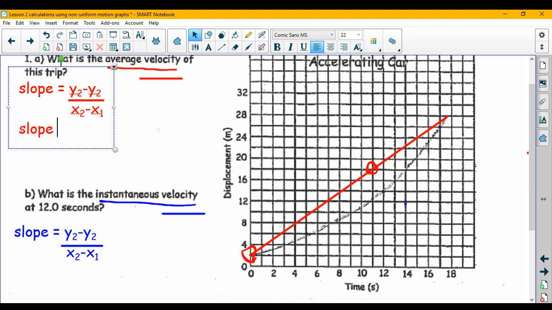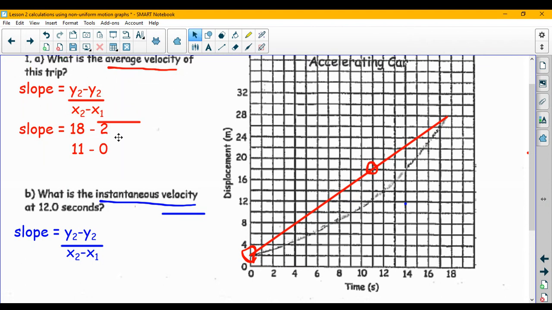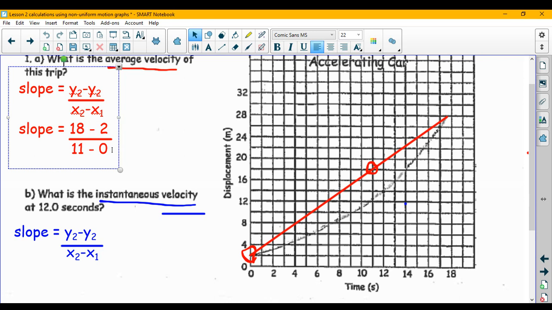So I'm going to say the slope is going to be 18 minus 2 for my rise, and then my run is 11 minus 0. So there we go. I have my numbers. And then I just have to put them in the calculator. Remember, we're using two sig figs because we can read to 2 digits. It should be actually 2.0. So when I put it in the calculator, I got 1.45, which rounds to 1.5 meters per second because we are finding the velocity. Okay, so that's our first one.